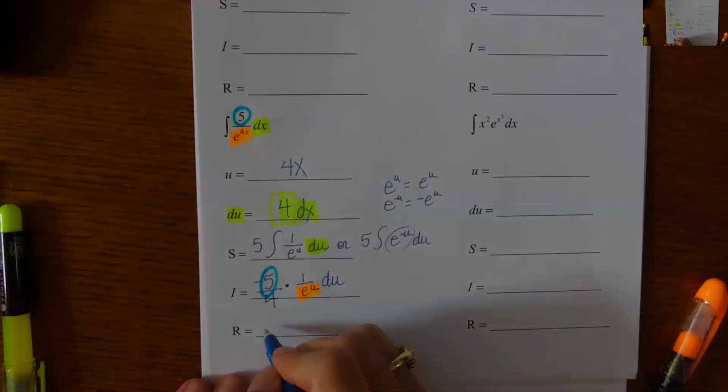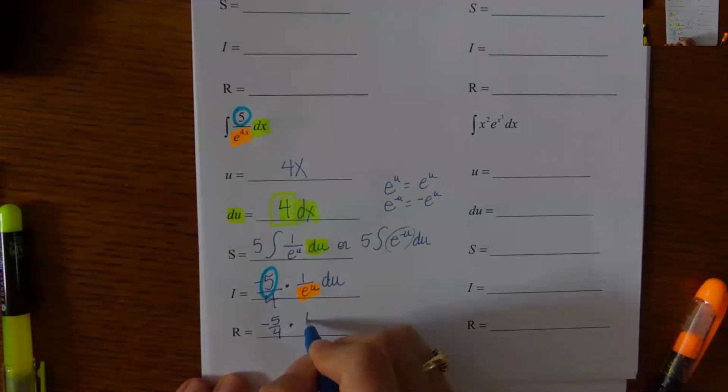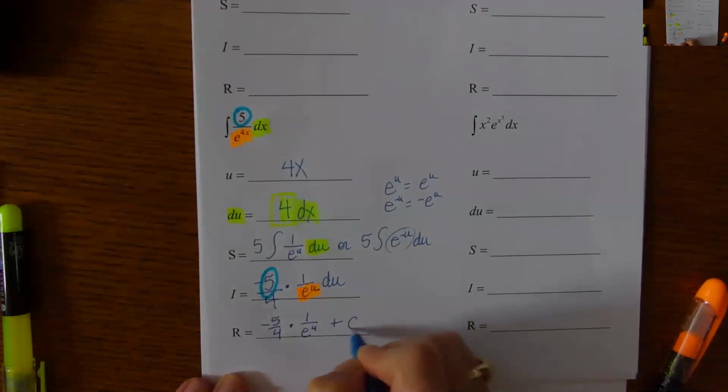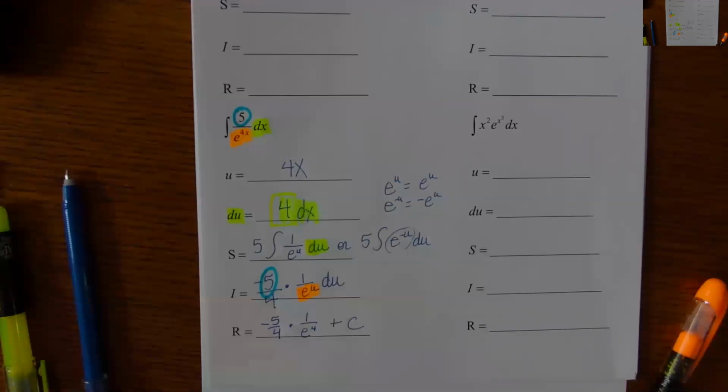Okay, so now we're going to rewrite this as what? -5/4, right? Times 1/e to the 4 plus c. This one's kind of hard. Are you okay with that?